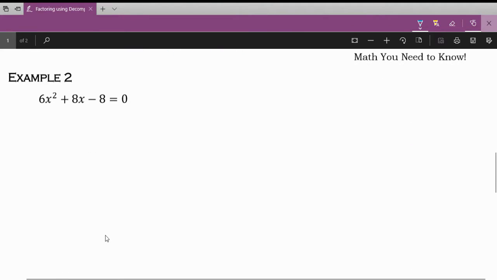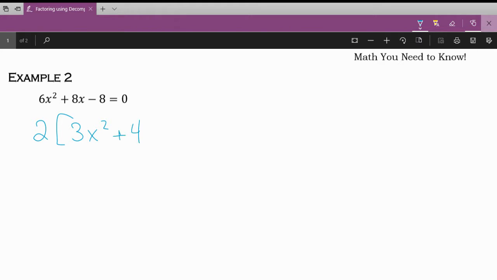Let's say that we have an example like this one. 6x squared plus 8x minus 8 is equal to 0. The first thing that we should notice is that all of our terms are even, so that means I can factor out a 2. This is where that common factoring first always applies. So I'm going to factor out a 2 first, and I'll be left with 3x squared plus 4x minus 4 is equal to 0. So now I'm going to do decomposition within those brackets.